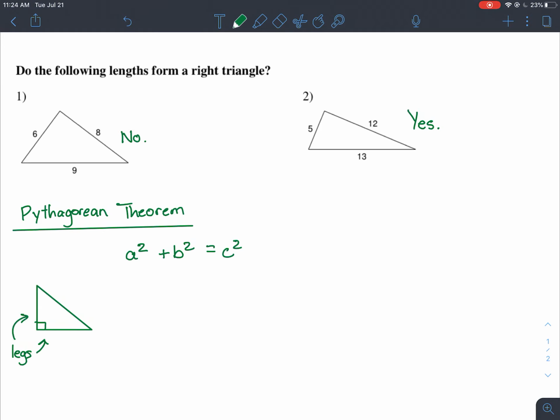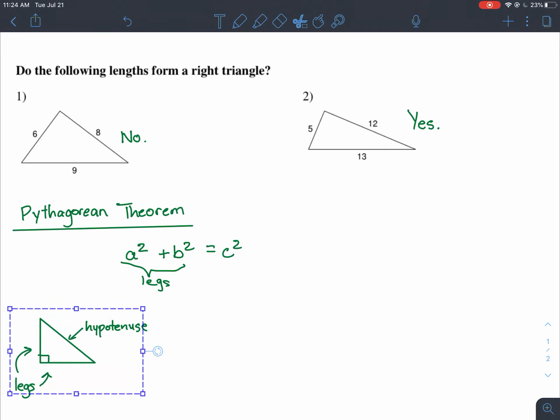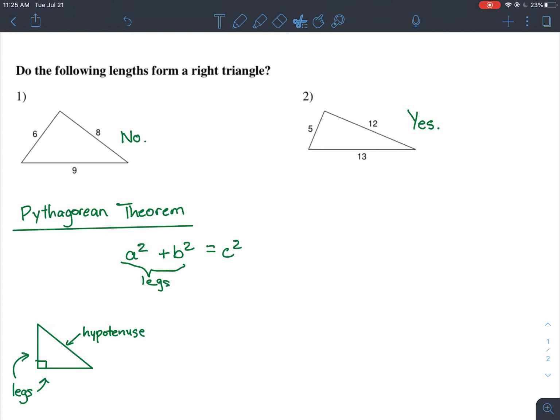And the side that's across from the right angle, so this one, is known as the hypotenuse. So when we talk about the Pythagorean theorem, these are the legs, and let me move this down just to make a little bit more room for myself. And C is the hypotenuse.